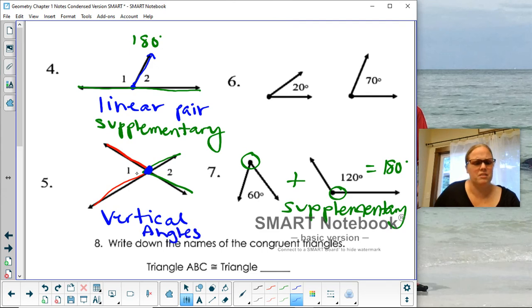Now you might say, well, they're not going up and down, and vertical means up and down. For geometry, remember, that's a different definition. So here, these two angles are the vertical angles.